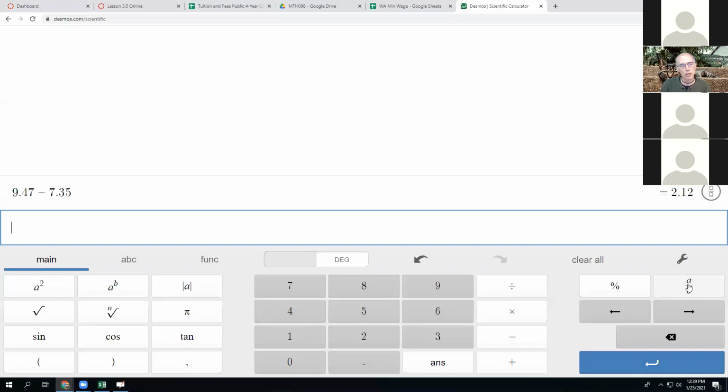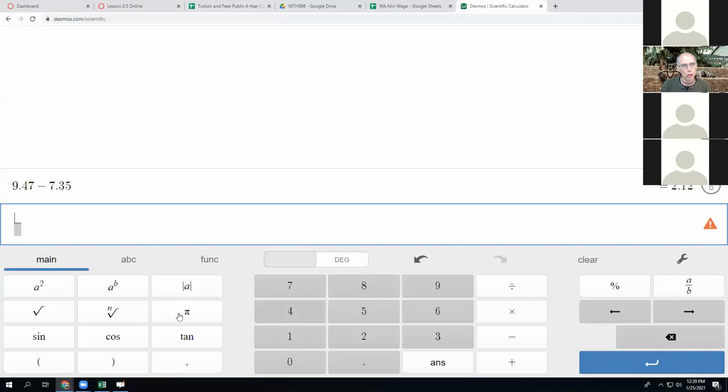Now with a nice calculator like this, you could do it all in one shot. So you could hit fraction, type 9.47 minus 7.35, and then in the denominator, I could do the 15 minus 5. And it makes the whole calculation for me. So the computer is claiming it's 0.212. Put that back in my notes.